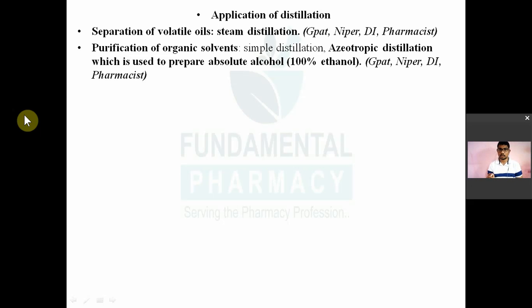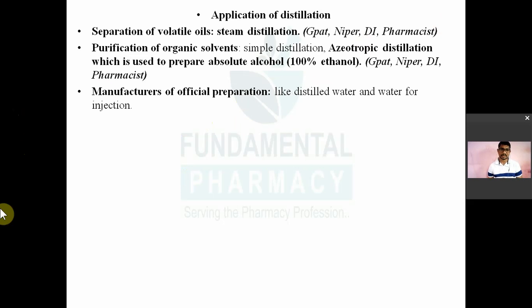So to prepare an absolute alcohol, one of the following, that is nothing but azeotropic distillation. What is azeotropic solution? What is azeotropic mixture? What is an azeotrope? We will discuss in the upcoming slide. So just remember, azeotropic distillation is used for the preparation of absolute alcohol. It is 100% yield. And manufacturing of official preparation.